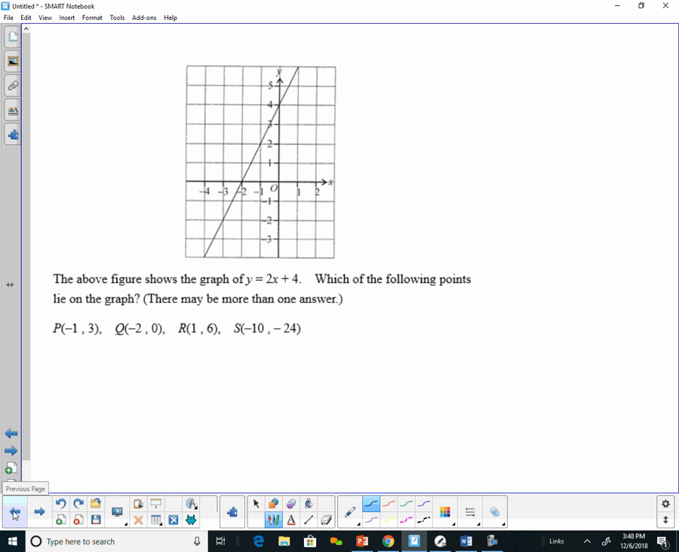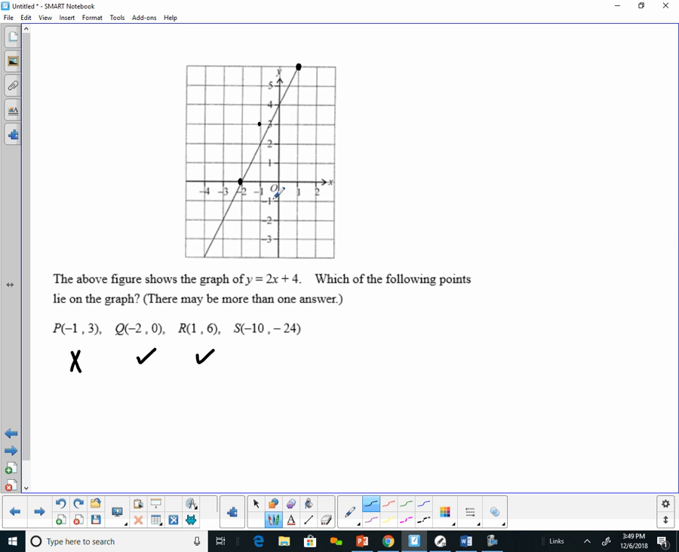Now looking at this one, they gave us a graph. It said the above figure shows the graph of y equals 2x plus 4, which of the following points lie on the graph. Again, what you can do is you can substitute in, or you can see if one of these points would be on that line. So -1, +3. Here would be my point. That point is not on that line, so it is not. I have -2, 0. That point would be. I have 1, 6. That point's on the line.